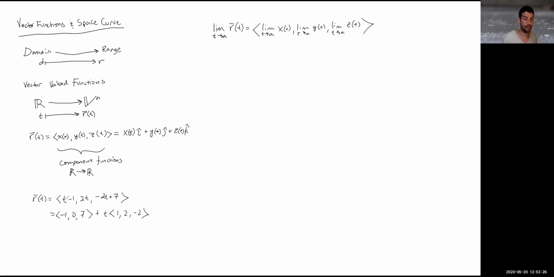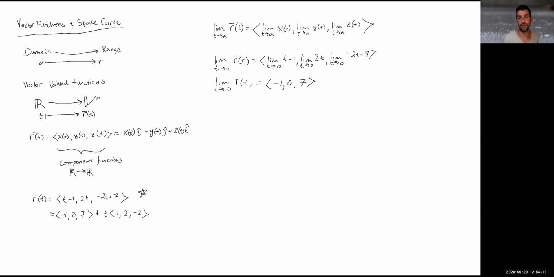So in a simple example, if we look at the r of t we just had down here, if I said, what's the limit as t goes to 0 of r of t as defined down here? Well, it's just the limit as t goes to 0 of t minus 1, the limit as t goes to 0 of 2t, and the limit as t goes to 0 of negative 2t plus 7. And these are all simple limits to take. Since they're all polynomials, they're lines, in fact, we can just use the substitution rule. We get negative 1, 0, 7. So the limit as t goes to 0 of r of t is just saying that as t gets closer and closer to 0, the vector that's coming out of this function is getting closer and closer to this vector, okay?